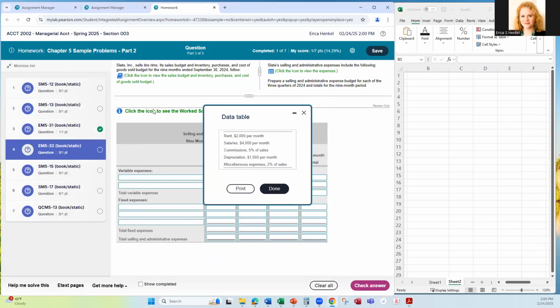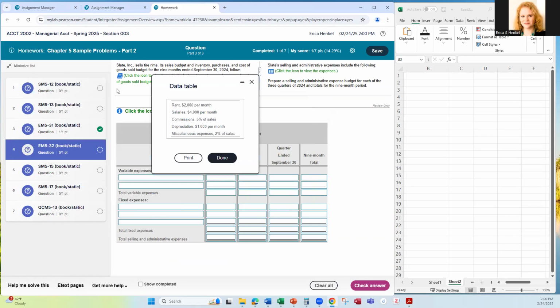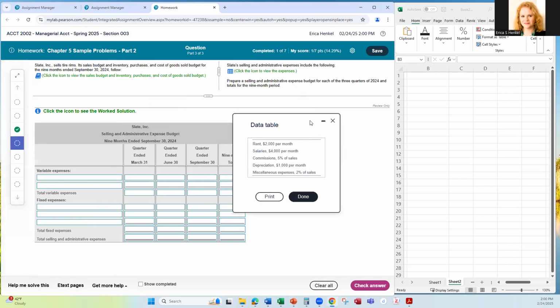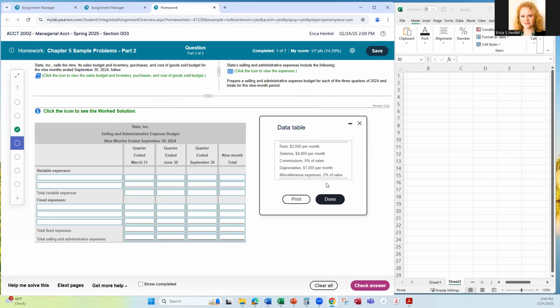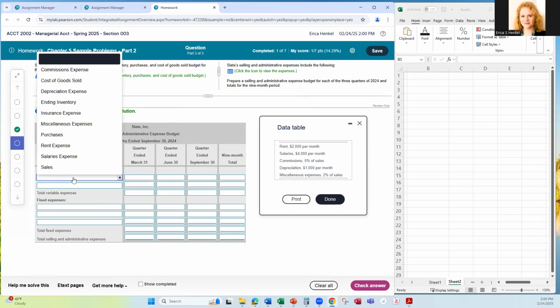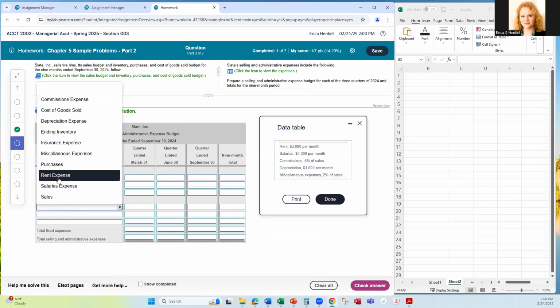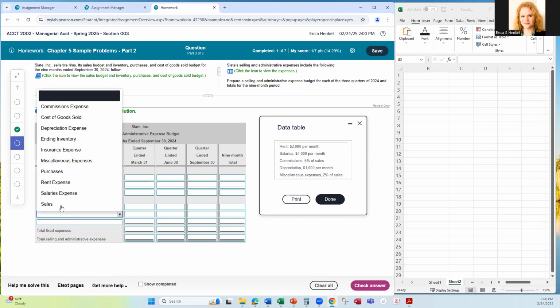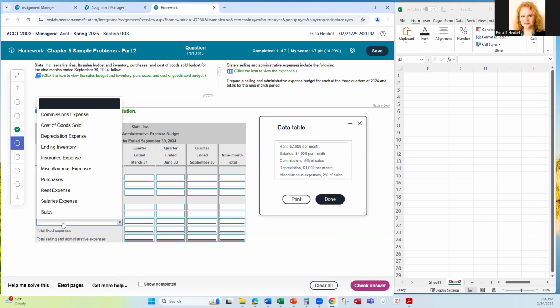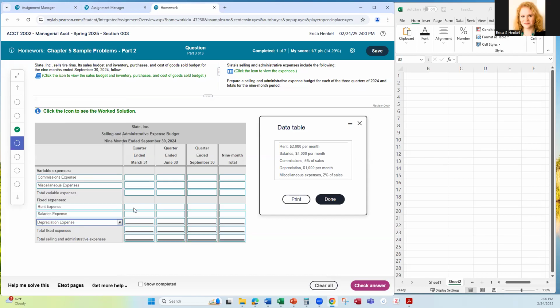So we have some flat amounts here, and we've got some items that vary based on sales. Items that change based on sales will be considered variable expenses. So we're going to have commissions and miscellaneous expenses that vary based on sales. And then for fixed, we're going to have the rent, salaries, and depreciation here. Let's just do those fixed ones first, because they are going to be the same all the way across here.